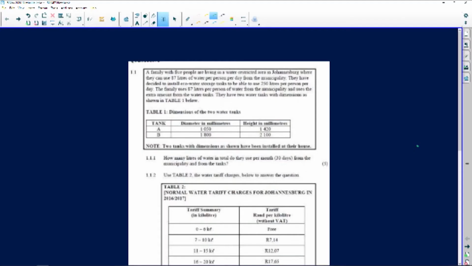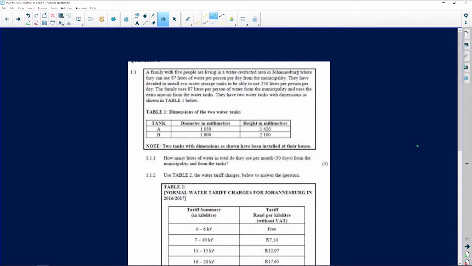So the question says to us, a family with 5 people are living in a water-restricted area in Johannesburg where they can use 87 liters of water per person per day. So it means that the municipality is telling them that they can only use 87 liters per person per day. And then it says they have decided to install eco water storage tanks to be able to use 250 liters per person per day. The family uses 87 liters per person per day from the municipality, and then they use the extra amount from the water tanks. They have set 2 water tanks with the following dimensions as follows.